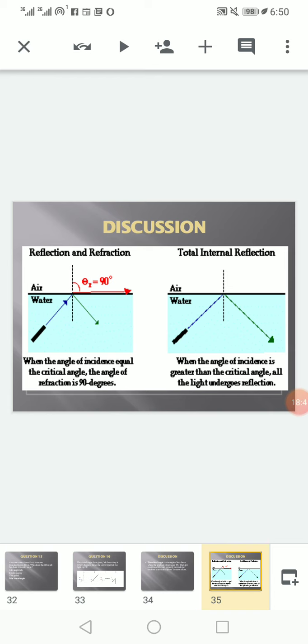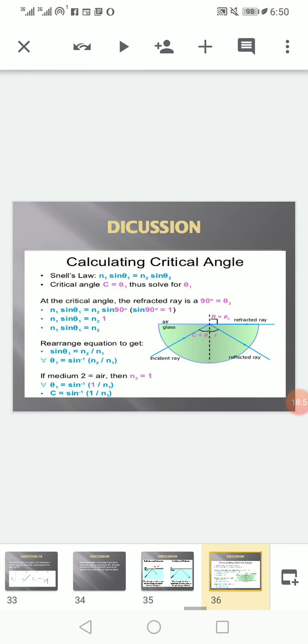Let me explain again. The particular angle of incidence in which the angle of refraction is 90 degrees is called the critical angle. But when the angle of incidence is greater than the critical angle, we have total internal reflection. This slide also gives you more explanation on Snell's law and on critical angle. Study it, and if you have any question, please feel free to post it to me on the school portal.